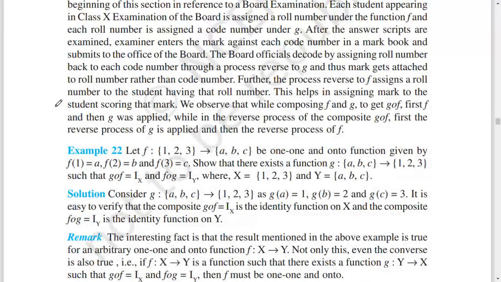student scoring that mark. We observe that while composing f and g to get g∘f, first f and then g was applied, while in the reverse process of the composite g∘f, first the reverse process of g is applied and then the reverse process of f.